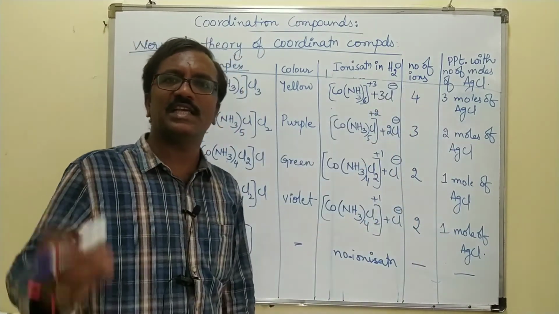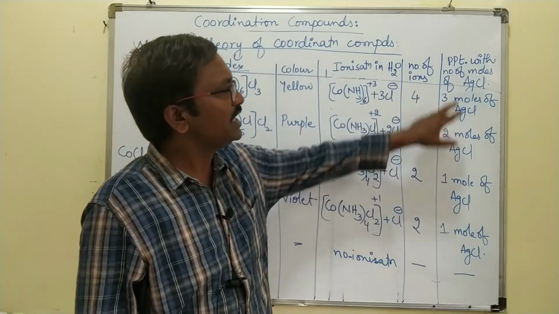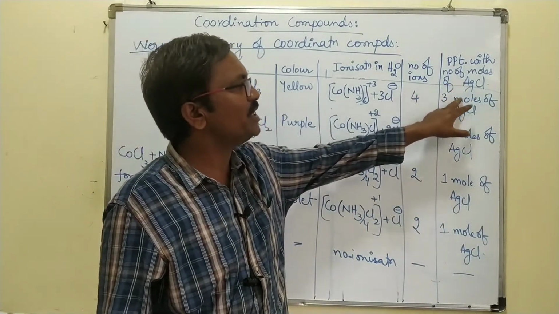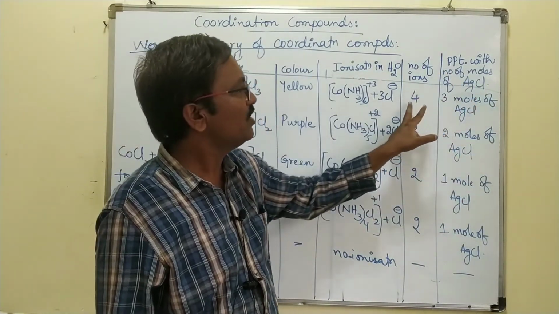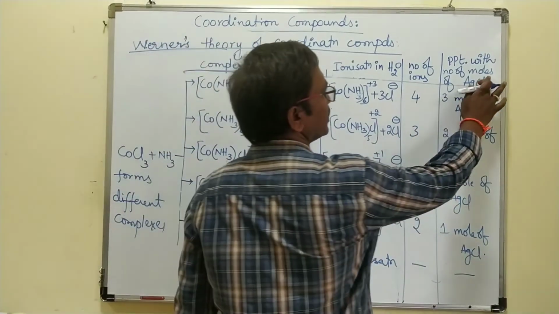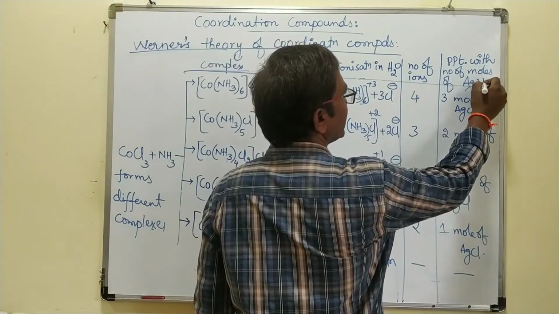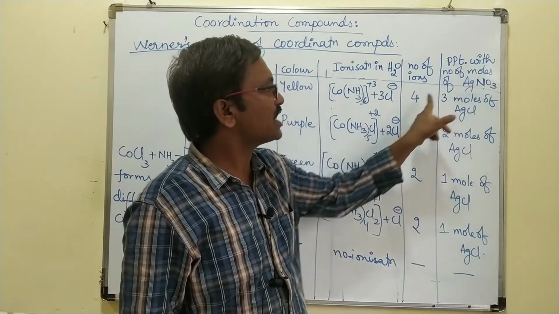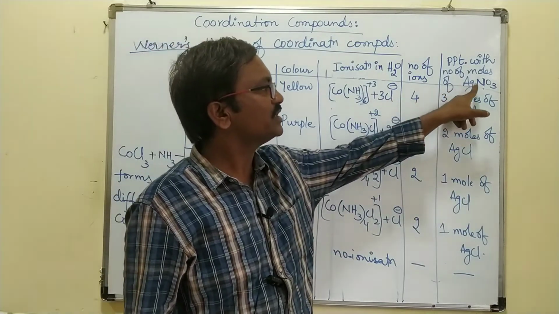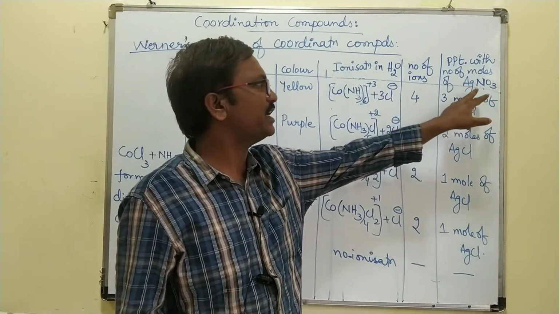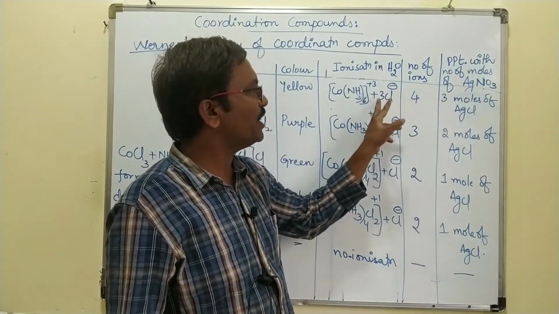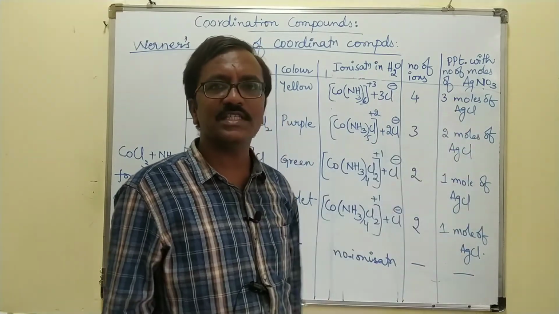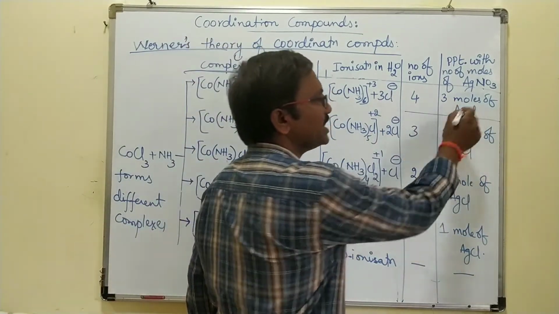So what he did is, in the first one, he added silver nitrate. Sorry, I said AgCl, but he added silver nitrate. Silver combines with the 3 chloride ions. So once he added silver nitrate, it combines with 3 Cl minus, so 3 moles of Cl minus. How many moles of AgCl did he observe? 3 moles of AgCl are observed.